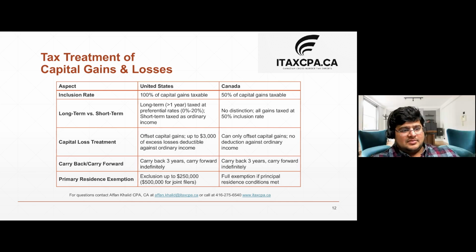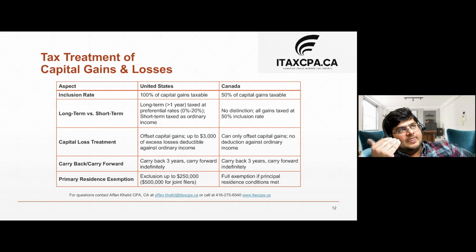And then in the US, there's a concept of long-term and short-term categorization for capital gains, whereas in Canada there is no such distinction, whether it's long-term or short-term gains. All the capital gains have an inclusion rate of 50%, and then once the income is included in your income, that portion of income will be taxed at the progressive tax rate, whatever tax bracket you are in.